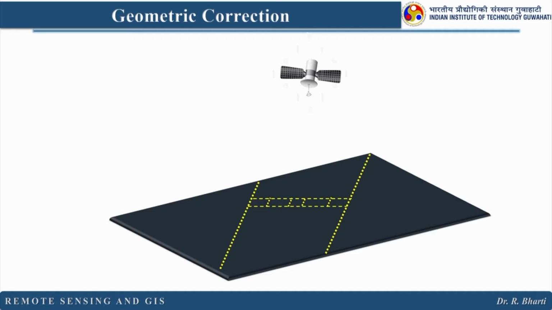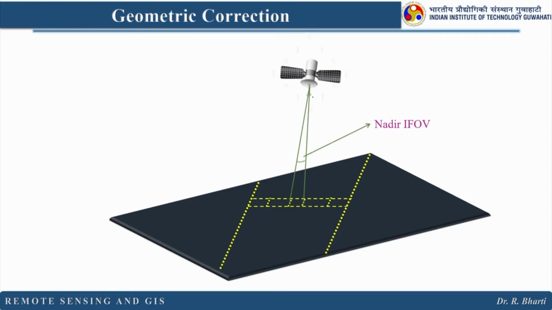Now, there are a few very important concepts which you need to understand. First is what is the nadir looking pixel, what is the off nadir pixel, what is FOV, IFOV, and how they are going to affect the images acquired from space, or it does not matter whether from airborne sensors.